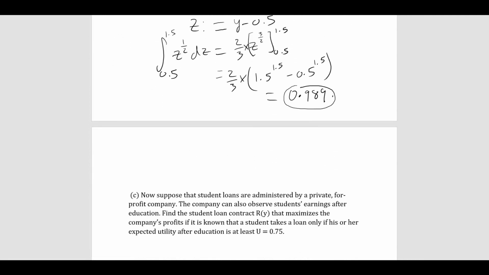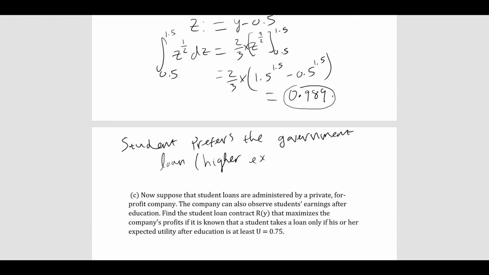So I would say, therefore, the student prefers the government contract or the government loan, we would say, higher expectation, higher expected utility for the students.